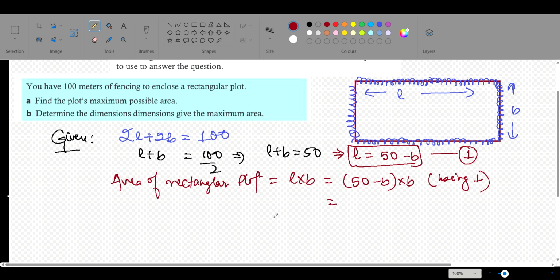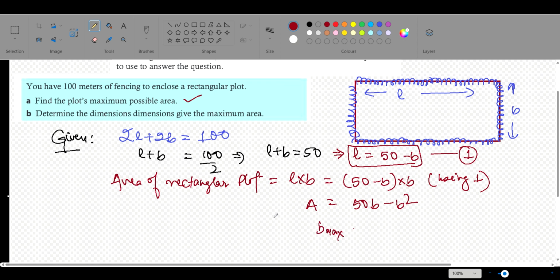Now expand this. So what I'm getting is 50 times b minus b square. This is my area expression, 50b minus b square, right? Now we are looking to find the plot's maximum possible area. So how do I get the maximum possible area? We know how to find the maximum or the minimum of the quadratic function, if you remember. That is the turning point, the vertex. The vertex gives me the maximum possible area. So here I need to find the b value which is going to give me the max.